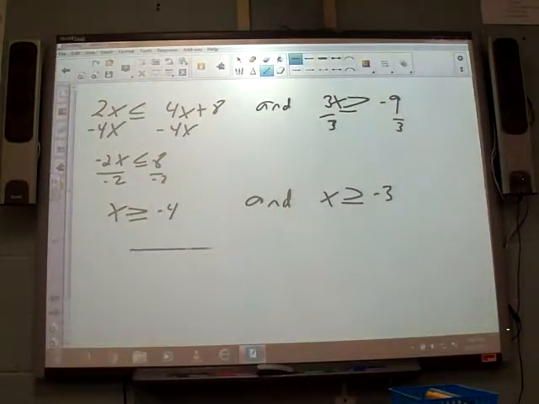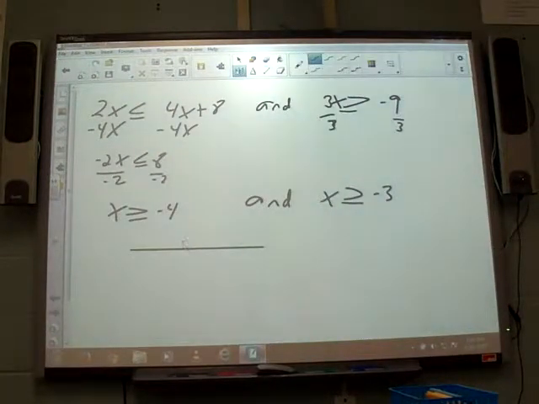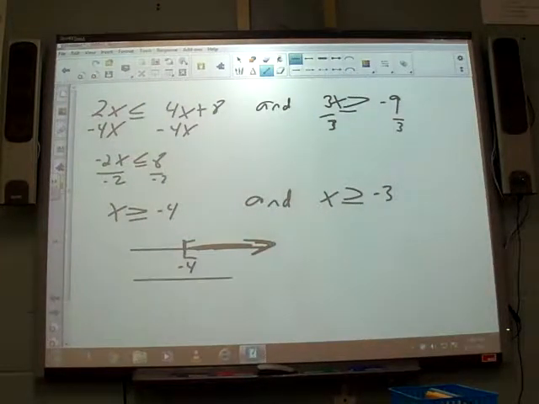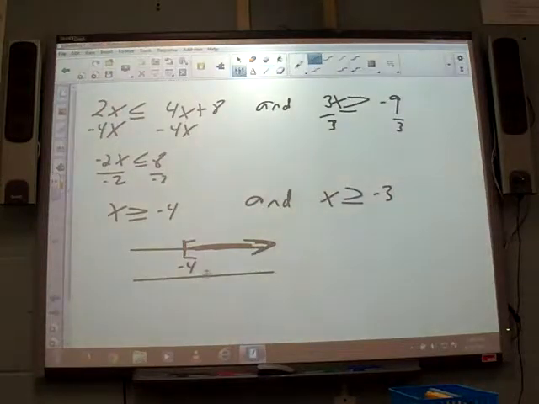Alright, let's look at how this is going to look on our number line. I want to make two of them again. My first one, here's negative 4. It's got an equal bar, so it gets a bracket, and greater than that would go to the right. Now when I put my second number line, negative 3 is to the right of negative 4, isn't it? So it would go like that.